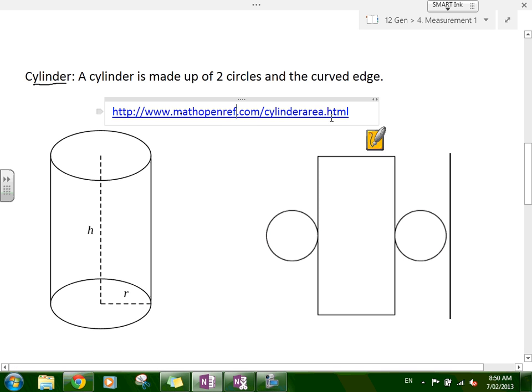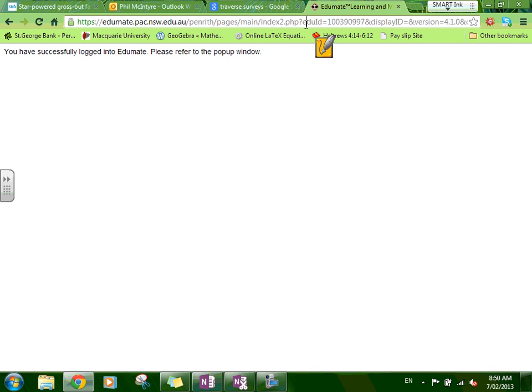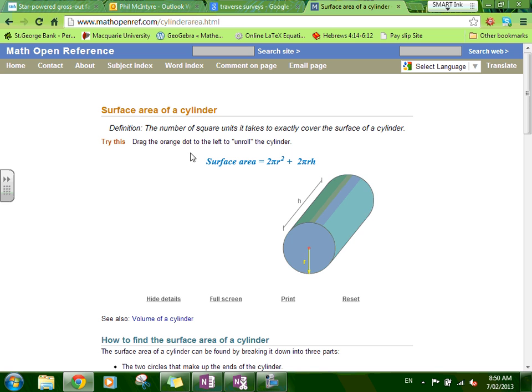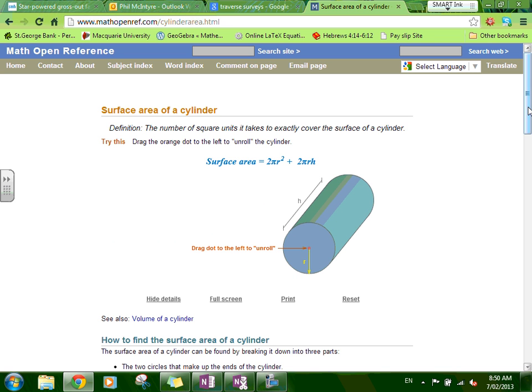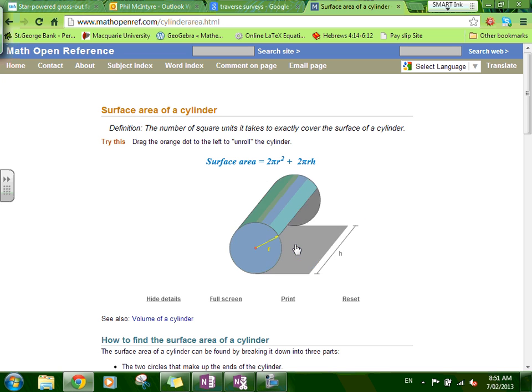I just get into my browser. See this? Can you all see this? The idea is, we've got to think about what is the distance around here. So if you unroll it, there we go. Oh, you can do it. There you can. Alright, here we go.